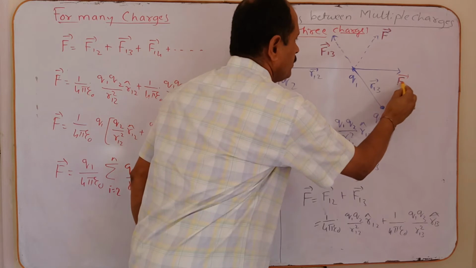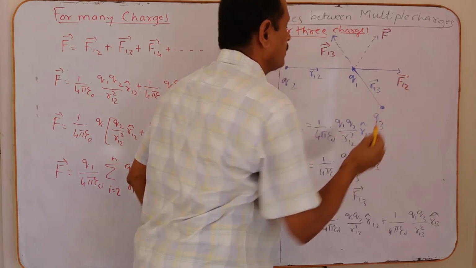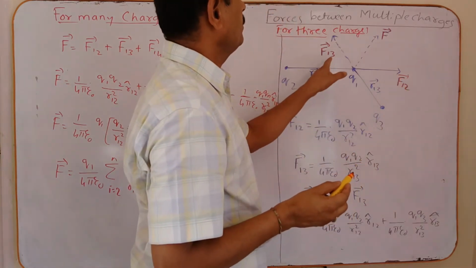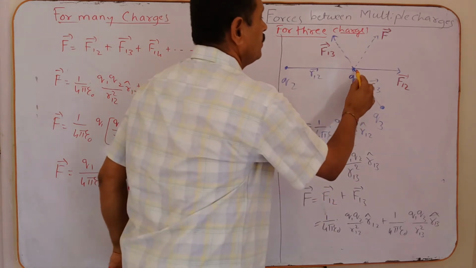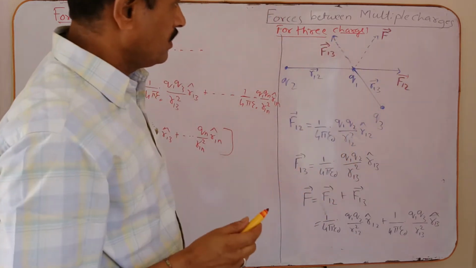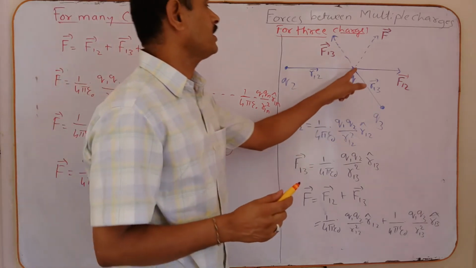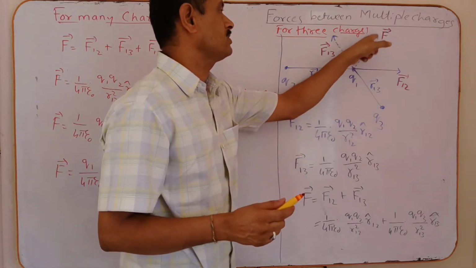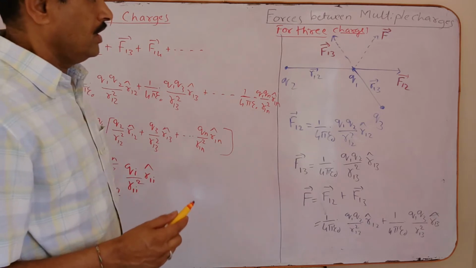The force acting on Q1 by Q2 is vector F12. The force acting on Q1 by Q3 is vector F13. Now this F12 is in this direction, F13 is in this direction. What is the resultant force acting on Q1 by Q2 and Q3? That is said to be vector F.